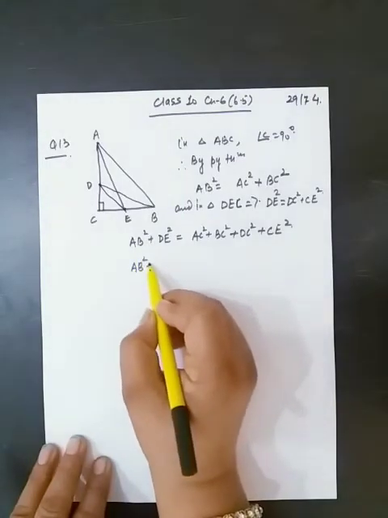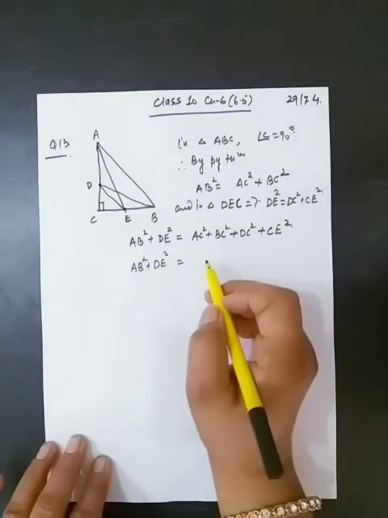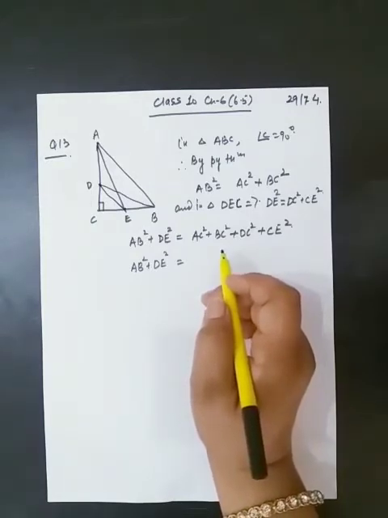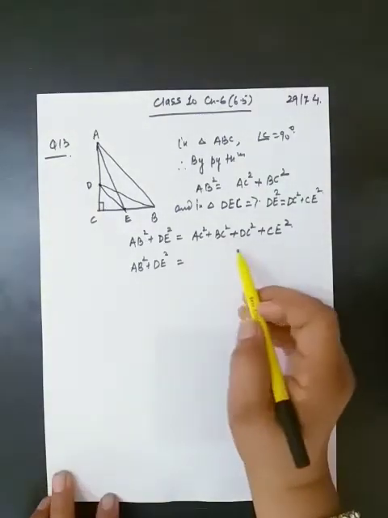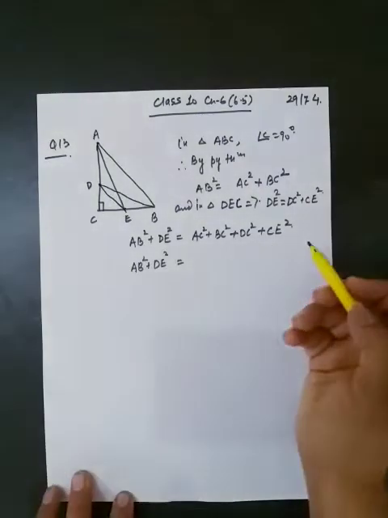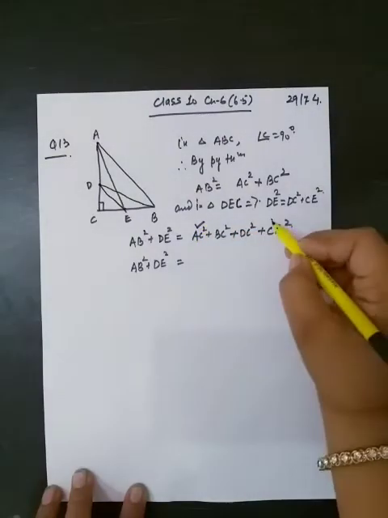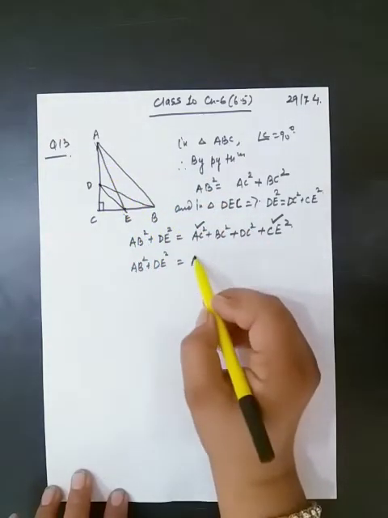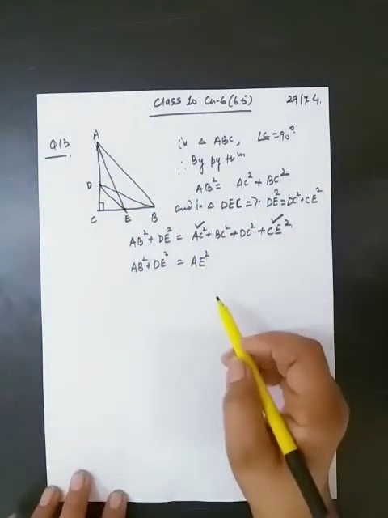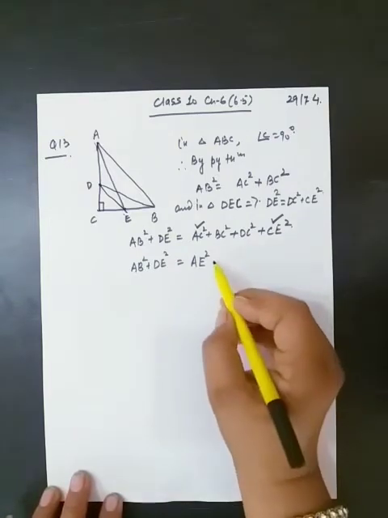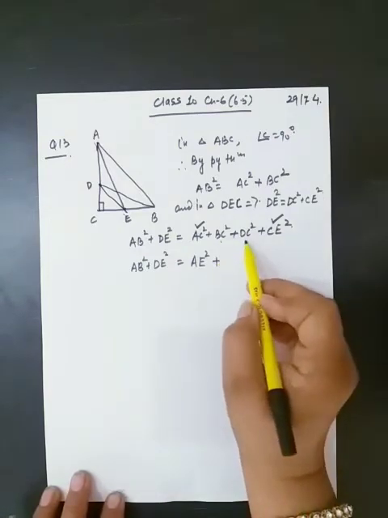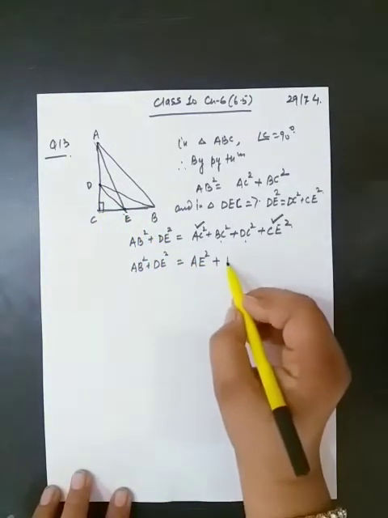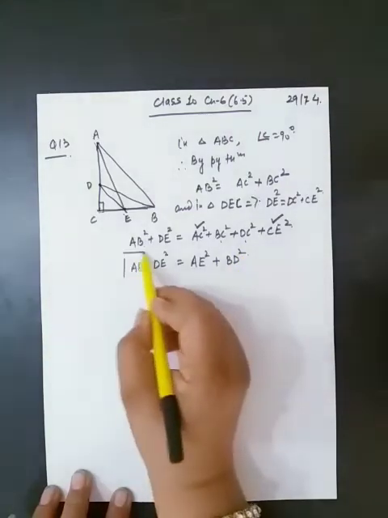Now AB square plus DE square is equal to, now in the result none of the values are the same as it is. So you can see AC square plus CE square. AC square plus CE square we can write as AE square by the right angle triangle ACE, and BC square plus CD square from triangle BCD we can write as BD square. Hence proved.